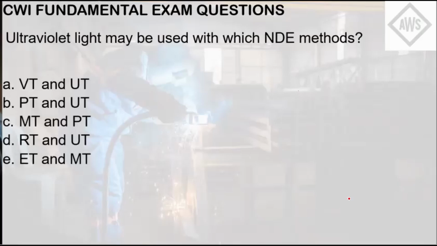Answer here is letter C, because ultraviolet light can make surface flaws stand out because it brightens up the indication or the discontinuity itself.